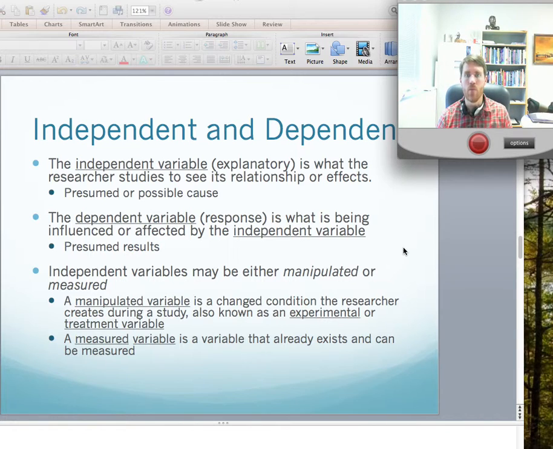The independent variable may either be manipulated or measured. As described by Hoy, the idea of a manipulated variable really only occurs in experimental research. It's changed by the researcher, and they create those conditions and change the study. The measured variable is a variable that already exists, but can be measured. Oftentimes it's in non-experimental research. It's a known entity or data that you access. But a manipulated variable really only occurs in a true experimental study.